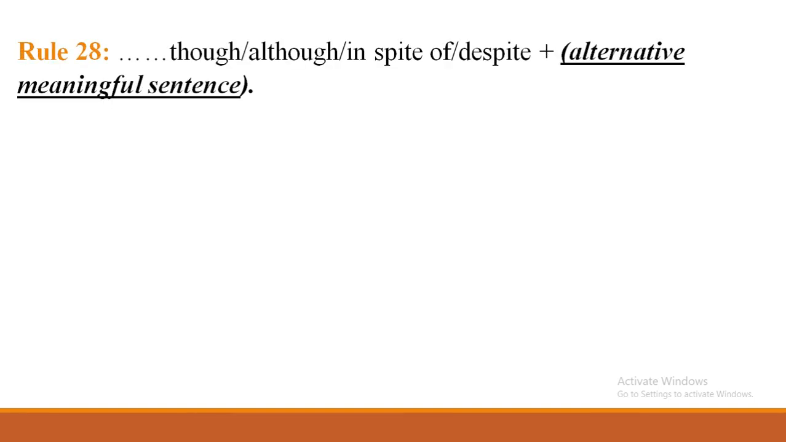28. Though, although, in spite of, despite, plus an alternative meaningful sentence. Students, here you also make another mistake with in spite of and despite. When you get in spite, you have to write of, but when you get despite, you won't write of. If you write it, that is wrong.